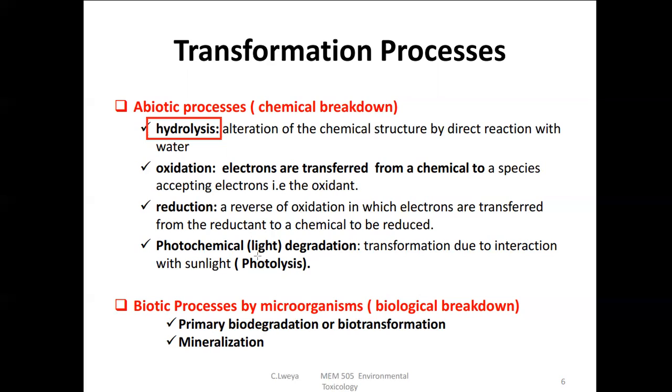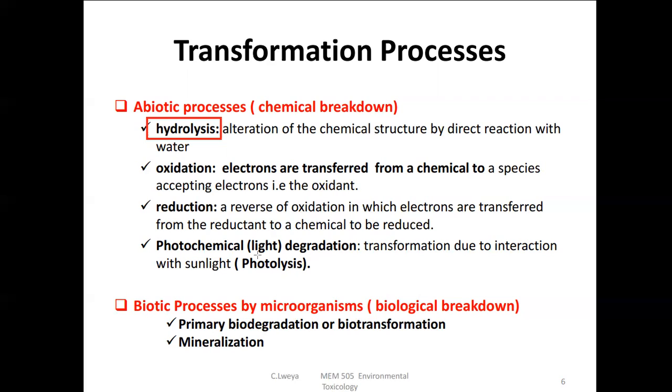Then the other one is photochemical. When you hear the word photo, photons, we are talking about light. Photochemical degradation is a transformation of a chemical substance due to the interaction with sunlight. Something that we see even in nature. This car has been parked outside the garage for years and years. What happens to the paint? It starts fading, because of the photo interaction of that paint with the sunlight.